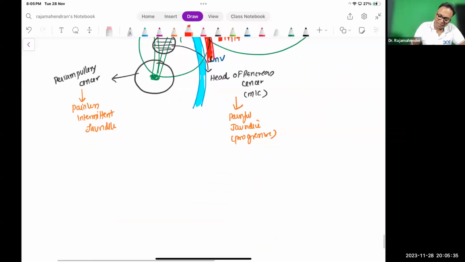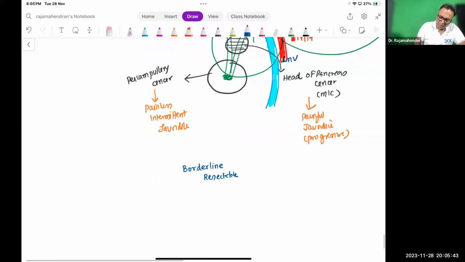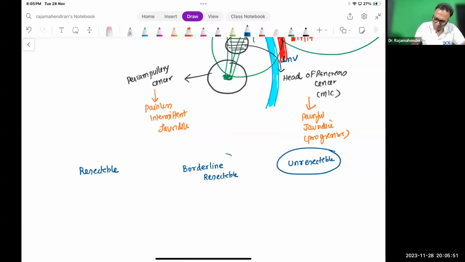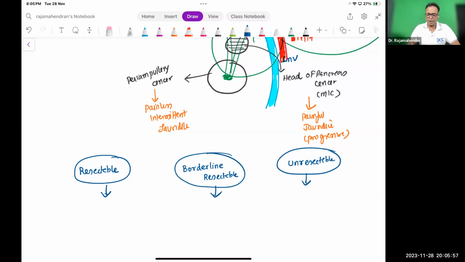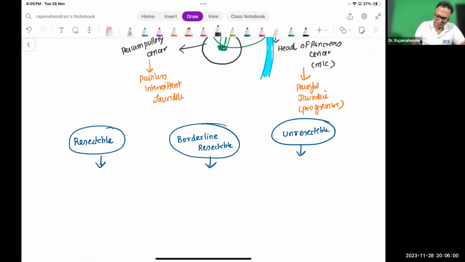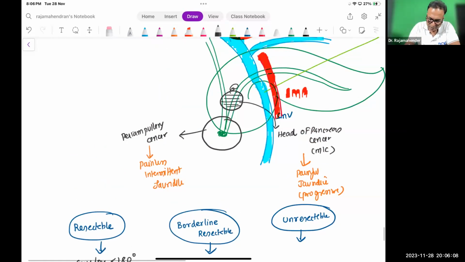So when will you say the cancer is borderline resectable? There are three categories based on CT scan finding: resectable, borderline resectable, and unresectable. Very interesting concept. Though this is too much for final year exam, this is an upcoming topic and it is there in Bailey and Love, 28th edition. Resectable cancer is a cancer which has infiltrated superior mesenteric vein or portal vein less than 180 degrees. Simple. I can cut the portal vein and suture it.